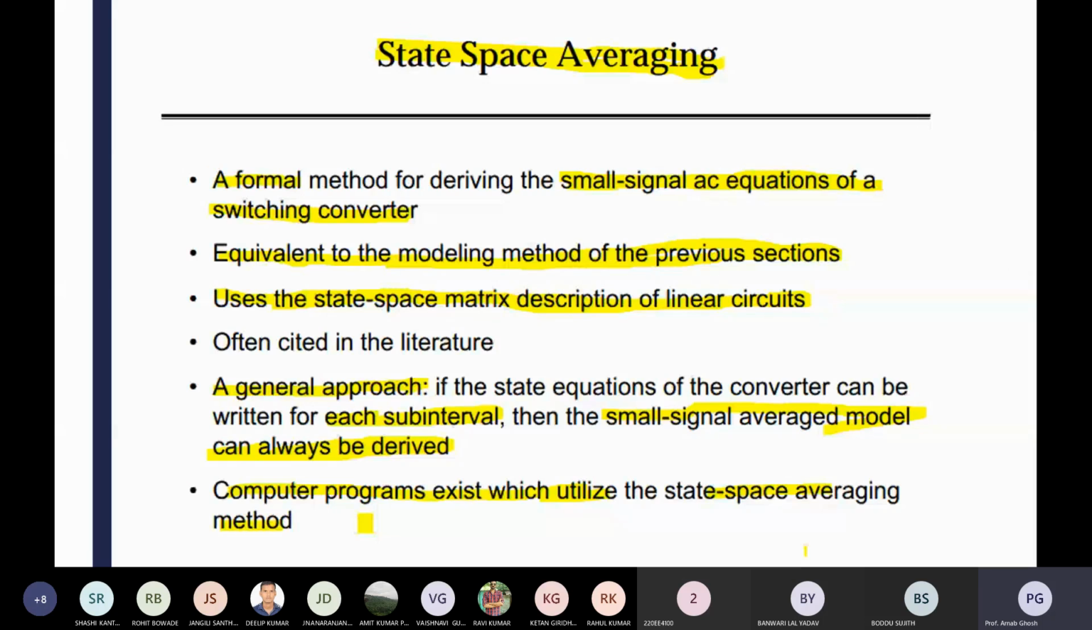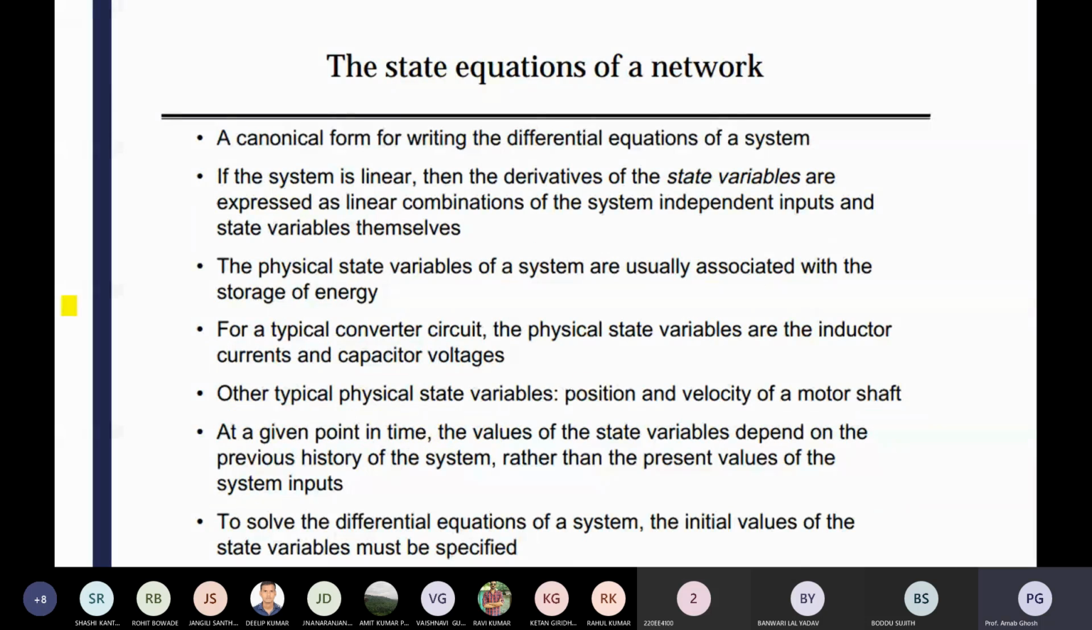converter in mathematical form, and that mathematical form you can compute through any of the software computing methods. So you can get that linearized circuit modeling, and you can design the specific controller for your converter system. Okay, so that's the basic motivation for the state space averaging method. So, state space equations of a network. Now equations are there, so you get the canonical form for writing the differential equations of the system.